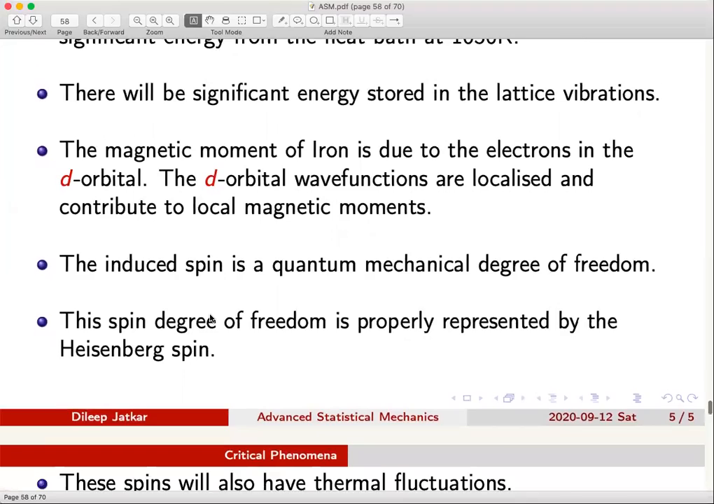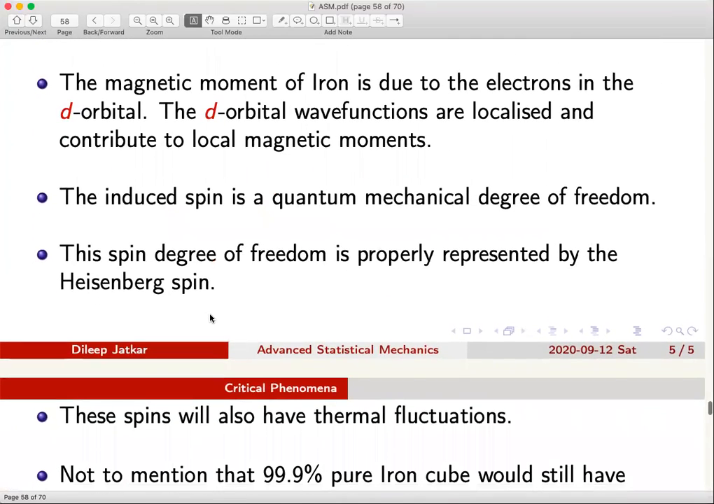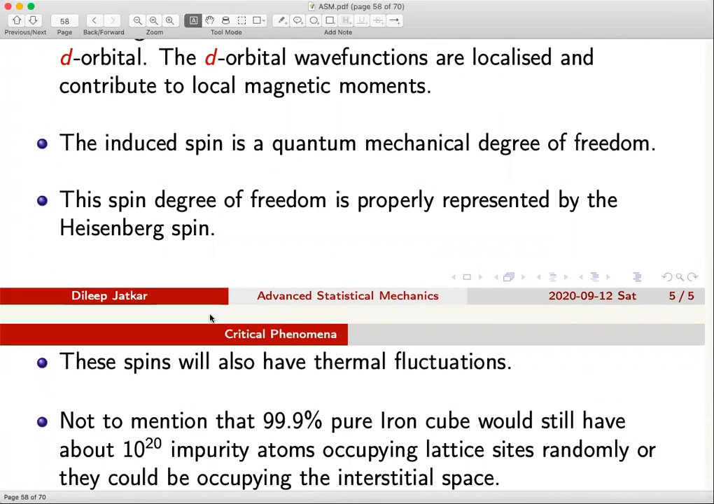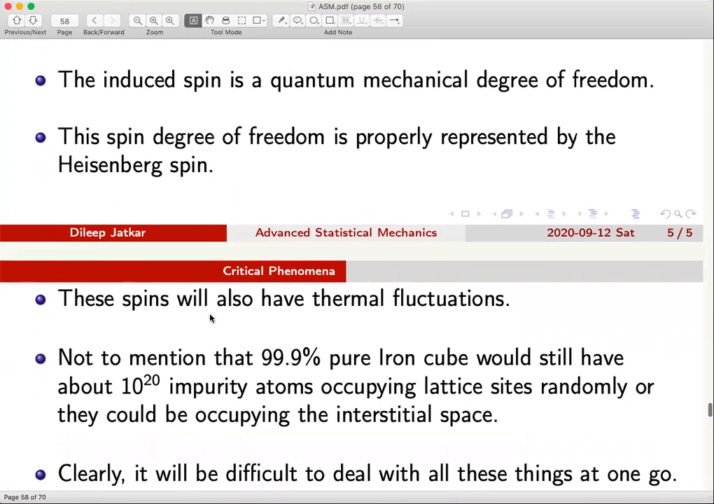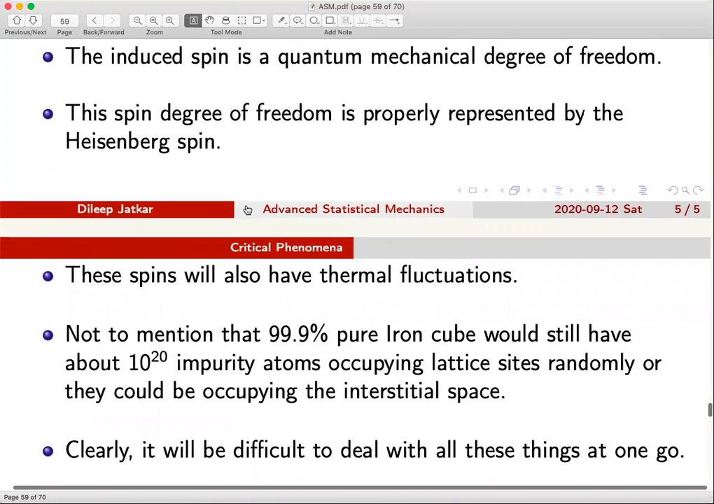Okay, so that should be the correct description of the system as far as you are looking at the spin degree of freedom of this system in order to study the transition from paramagnetic to ferromagnet. Now, of course, these spins, as I said, we should treat as quantum mechanical degrees of freedom.